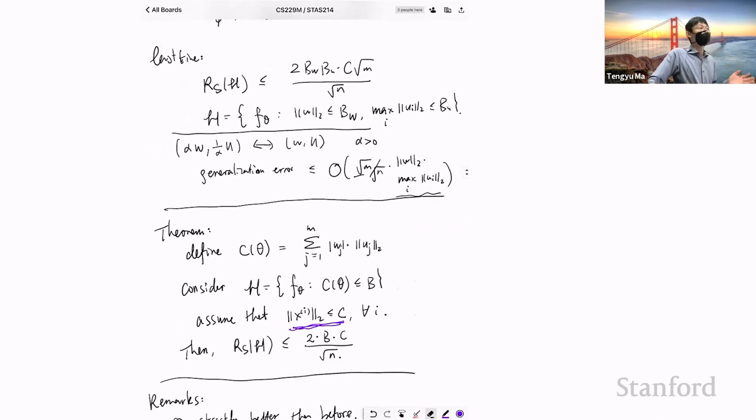Right. That's true. That's definitely true. Or you can choose the right C. But I think the question was more about comparing the two theorems. If you normalize here, maybe you should normalize there. So what's the fair comparison?